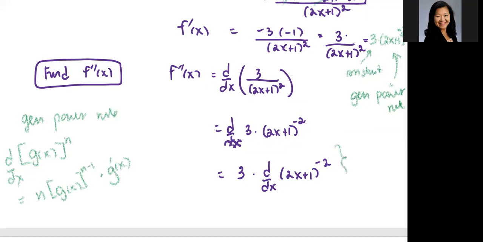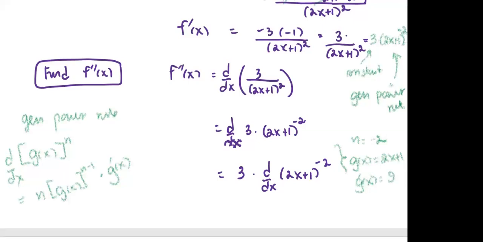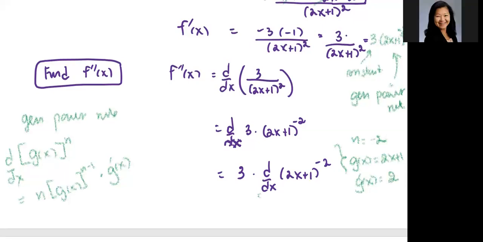For our case here, the n is negative 2, that's the power. The function g, which is the inner function, is 2x plus 1. And what is the g prime? That would be just 2. Just 2. And then for this portion, we're going to use the general power rule. We get 3 multiplied by negative 2 as the n, multiplied by the quantity g to the power negative 2 minus 1, which becomes negative 3, multiplied by the g prime, which is 2.